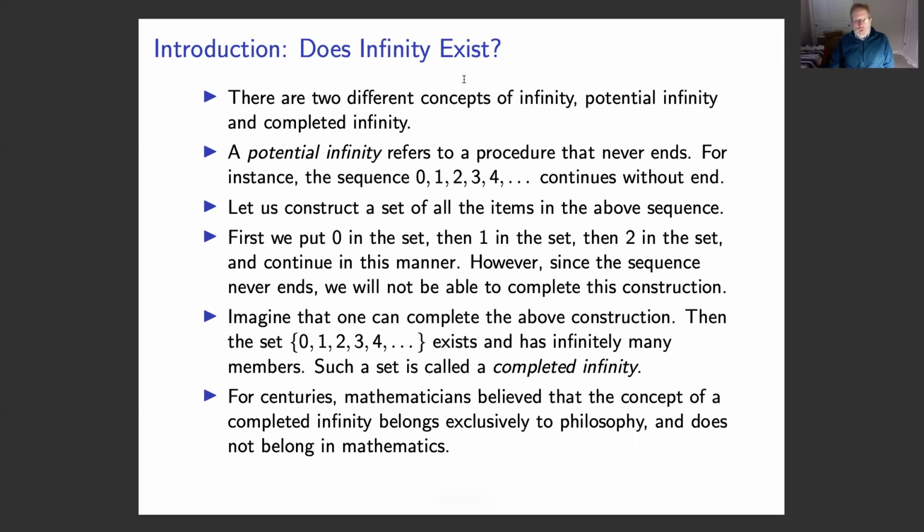Now, as I said before, set theory investigates infinity. Well, there are two types of infinity, namely potential infinity and completed infinity, and I'm going to try to convey what that means today. Right? Potential infinity refers to a procedure that never ends. For example, look at this sequence, right? 0, 1, 2, 3, 4, 5, 6, it never ends. It continues without an end.